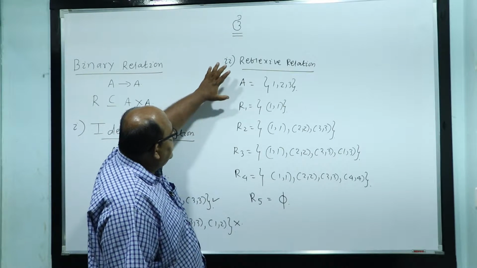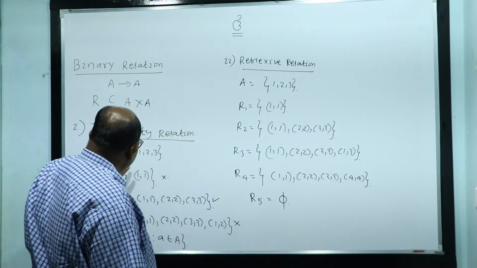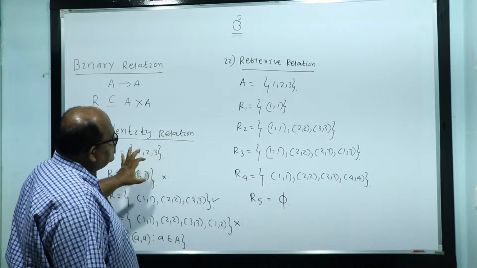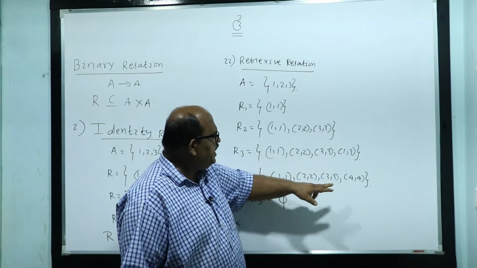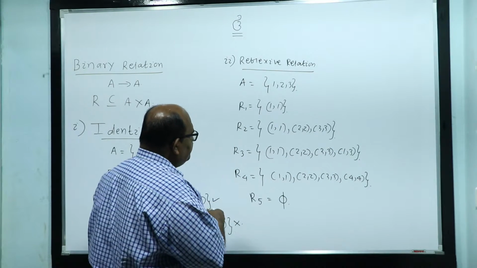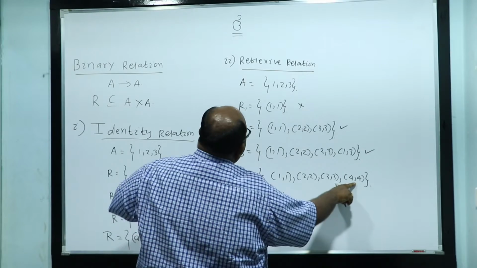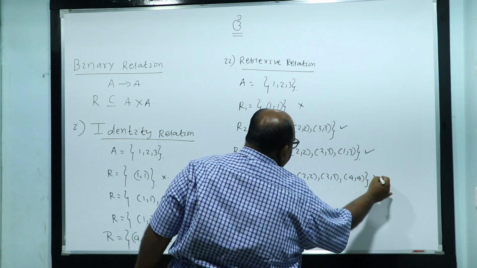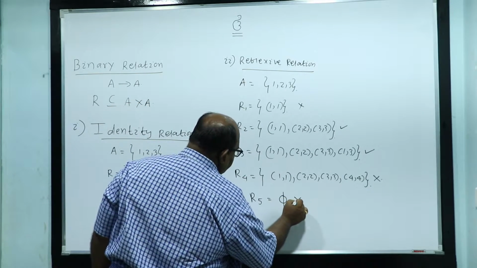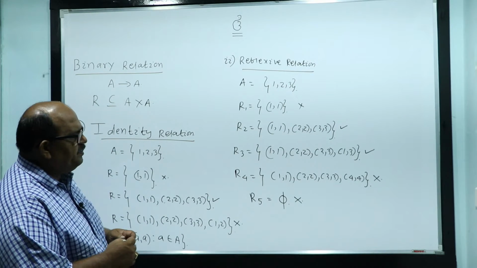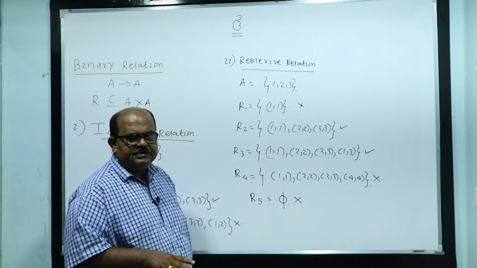Reflexive relation definition: every element of set A should be related to itself. and empty set cannot be reflexive and identity because the main condition of identity and reflexive is that every element of set A should be related to itself.